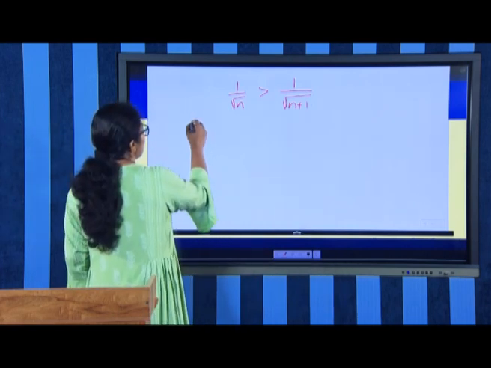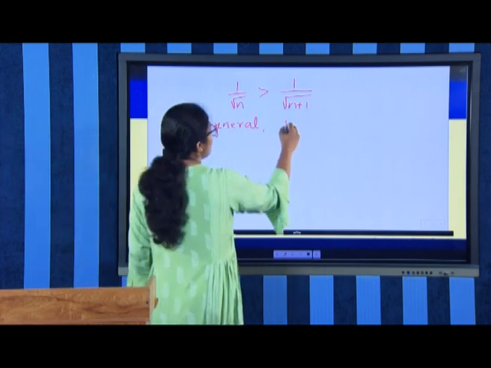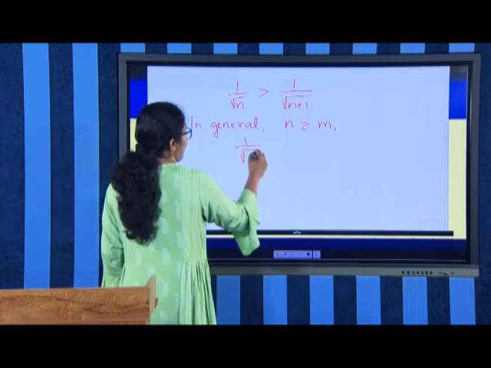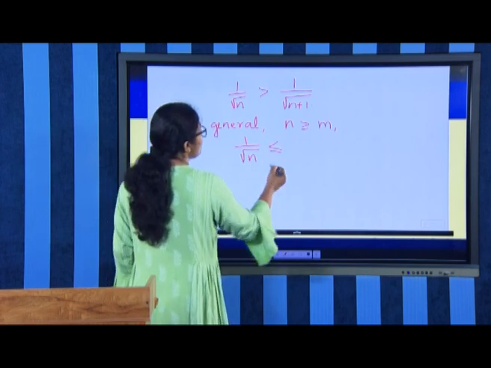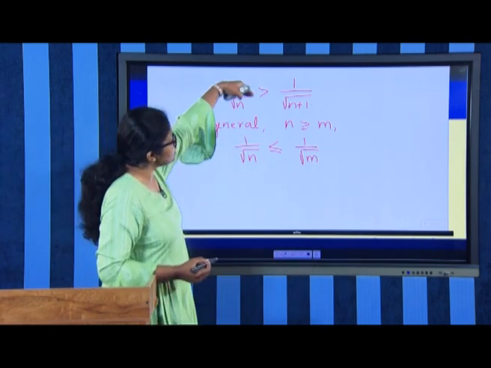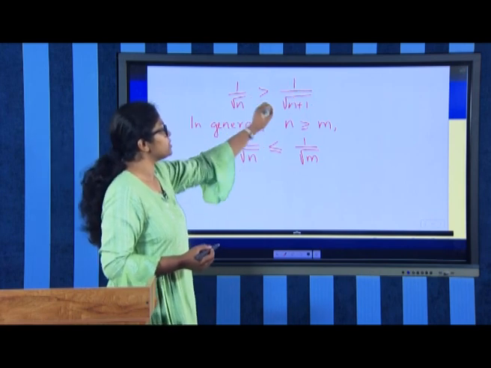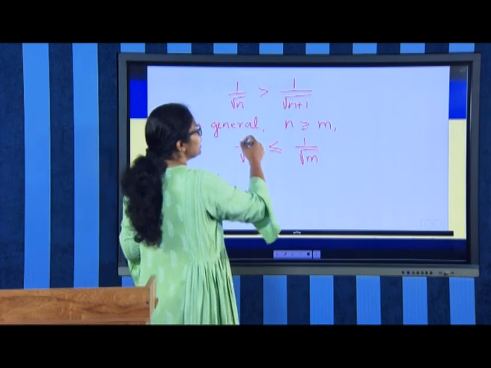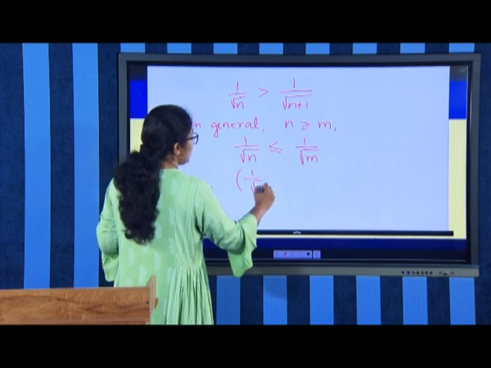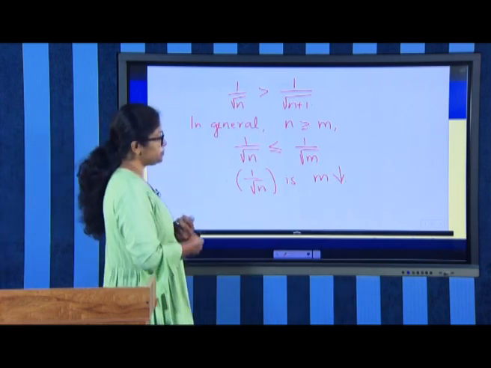So, we can see in general, if n is greater than or equal to m, 1 by root n is less than or equal to 1 by root m, because as the denominator increases, the reciprocal, or the term, is decreasing. So, we can see that this is a decreasing sequence. Therefore, the sequence 1 by root n is a monotonic decreasing sequence.